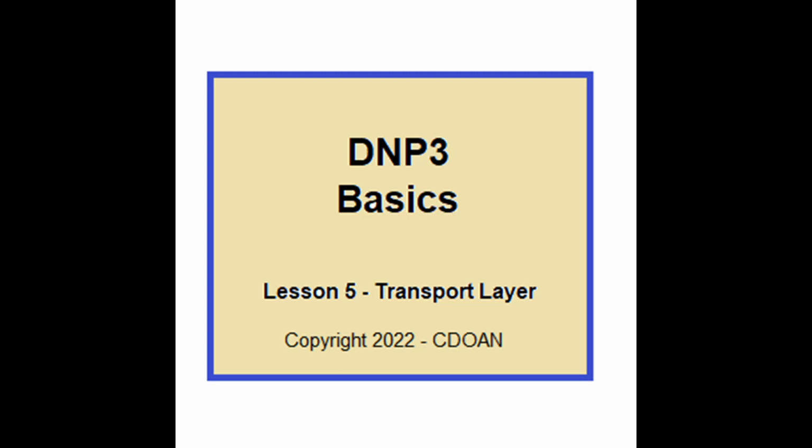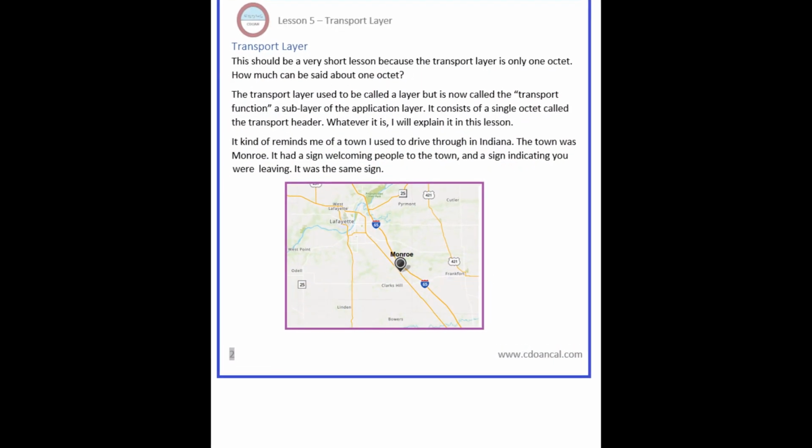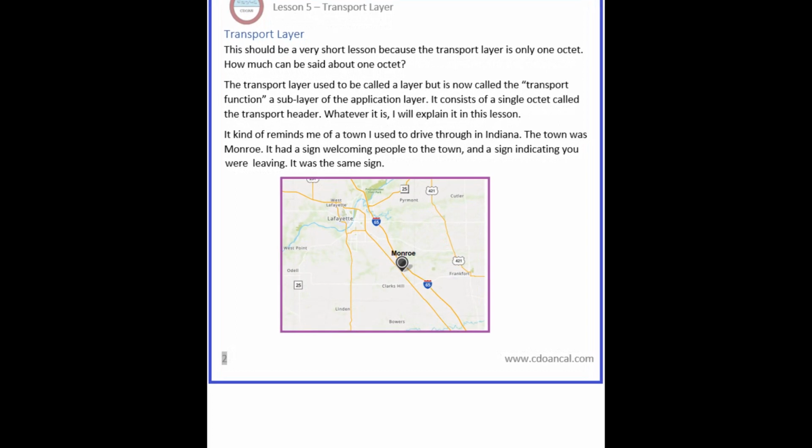DNP3 Basics, Lesson 5, Transport Layer. This should be a very short lesson because the transport layer is only one octet. How much can be said about one octet?